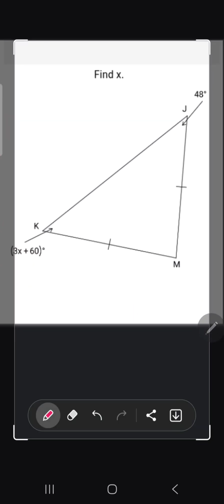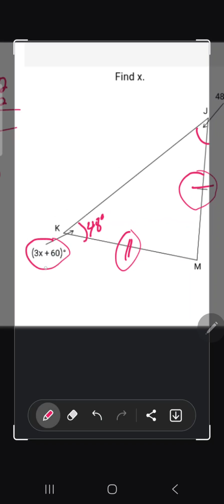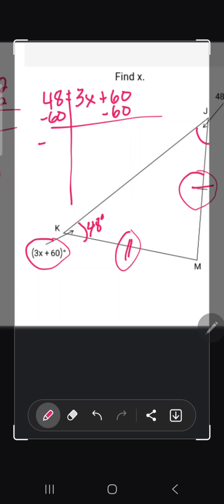In this problem here, we have an isosceles triangle because of these two marks here. Those sides are the same, so these angles are the same. That means both these angles are 48, and if I know this angle is 48 degrees, and I know it's equal to 3x plus 60, I can write that equation. I can say 48 equals 3x plus 60, and that's going to give me a two-step equation to solve. I can subtract 60 from both sides. It's going to give me negative 12 equals 3x. And then to solve for x, I will divide by 3 on both sides. In this case, x is going to be negative 4.